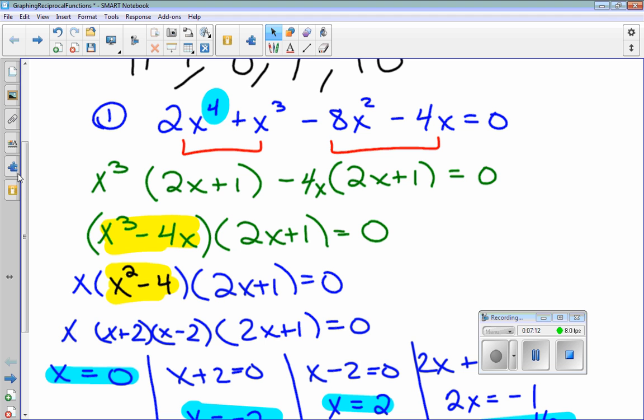You should be able to factor that from beginning to end. That will give you all of the integer zeros, the 0, the 2, the negative 2, but negative 1/2 will not show up. Okay, so you have to look at the graph and count how many times it crosses. Okay?